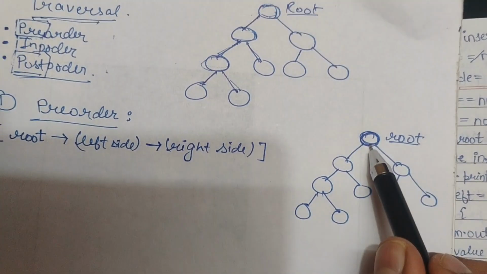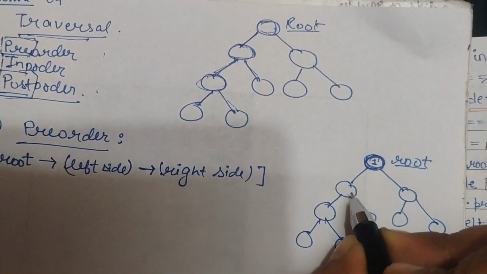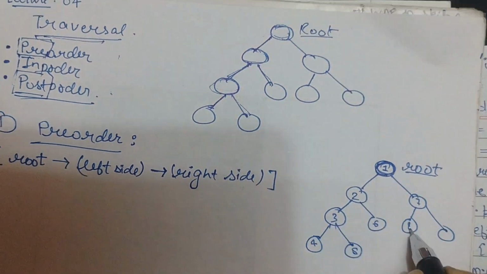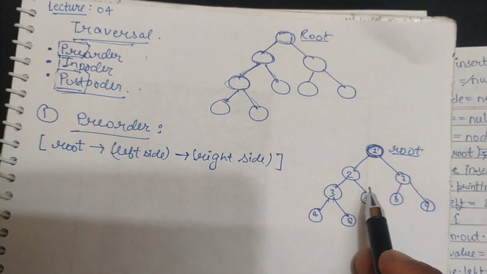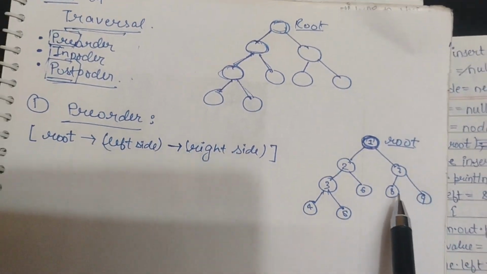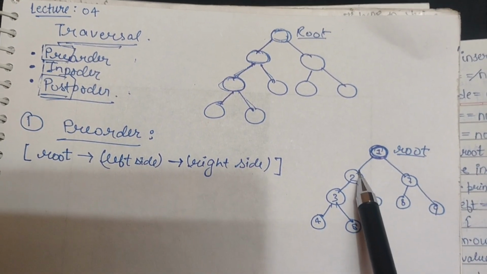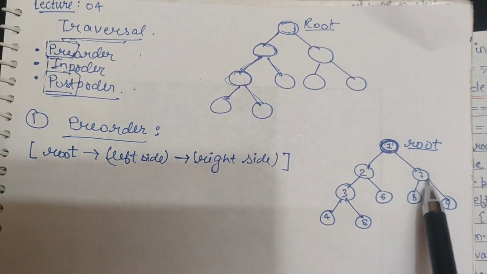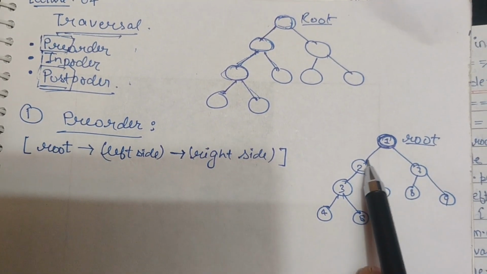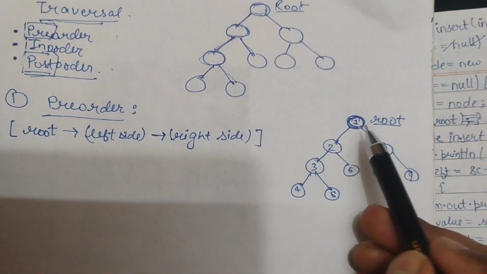Okay, so I am here at the root. Let us name the nodes: 1 2 3 4 5 6 7 8 9. Okay, so these are just numbers. Don't confuse this with the binary search tree, where I told you that the left should have a lesser value than the root and the right should have a larger value. I'm just telling you an example. Okay, so let us start.